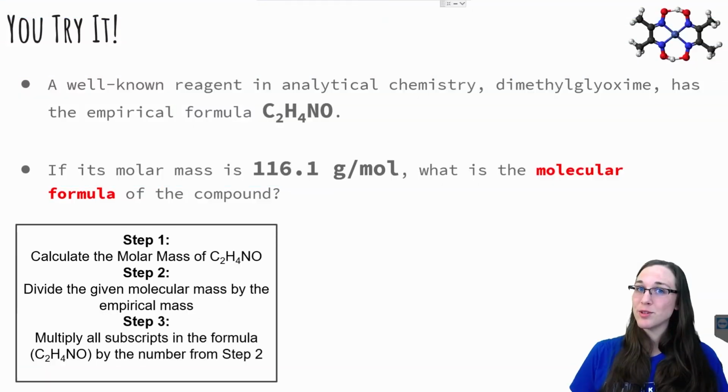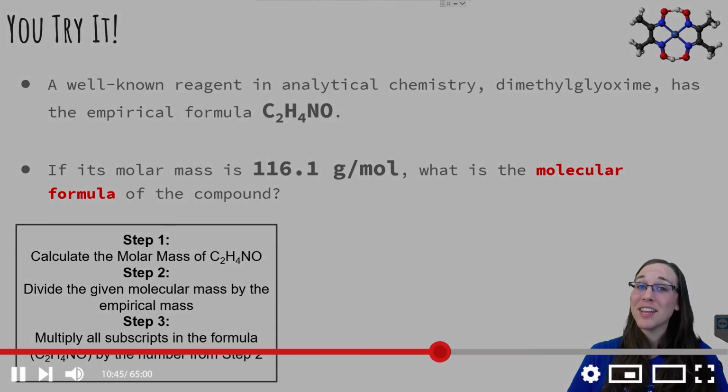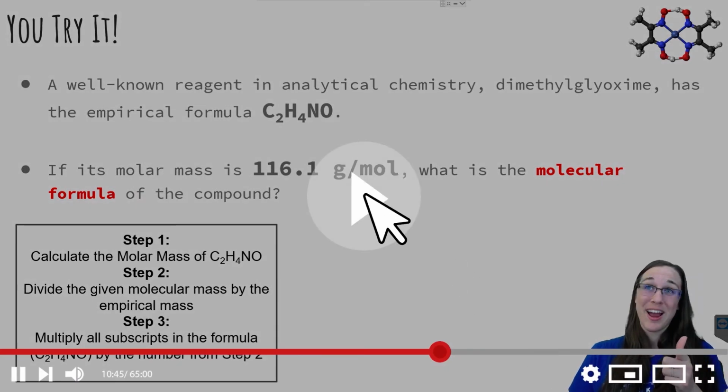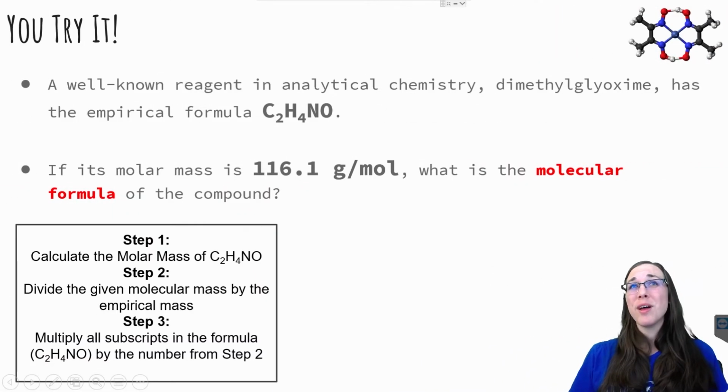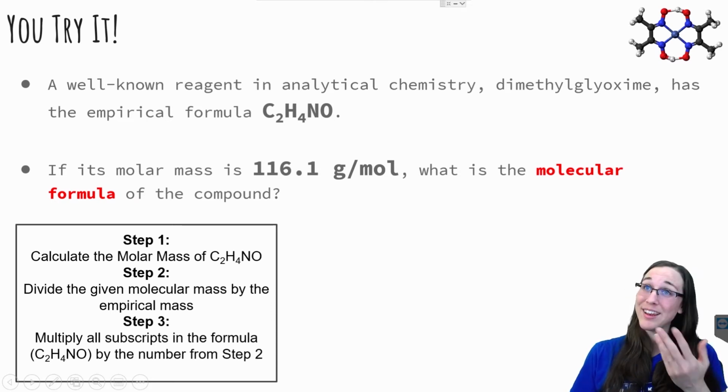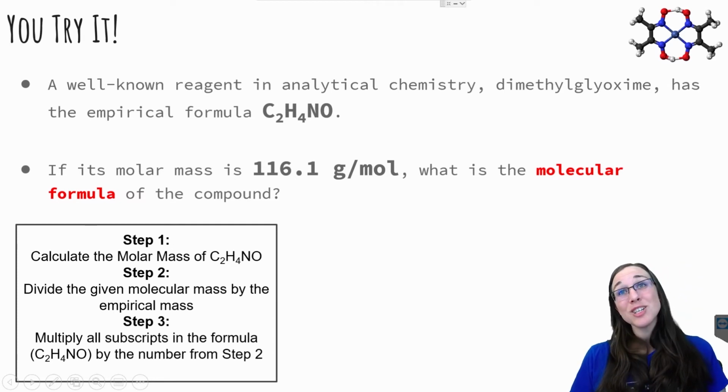All right, super sleuths, all of you CSI agents out there, go ahead and pause the video to give this one a try. Alrighty then, a well-known reagent in analytical chemistry, dimethylglyoxime, has an empirical formula of C2H4NO. That's our given, the empirical formula. And if it has a molar mass of 116.1 grams per mole, another given, what is its actual molecular formula for the compound?